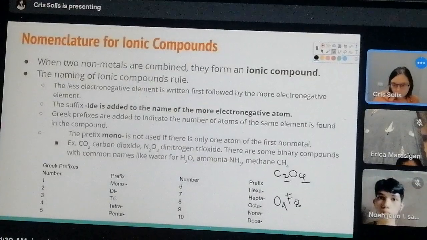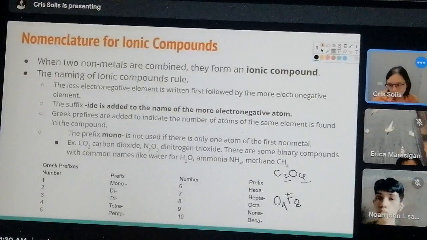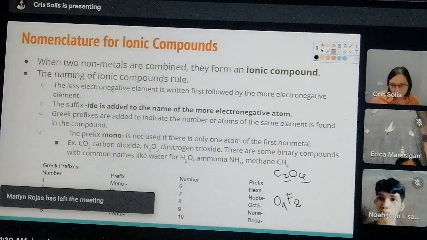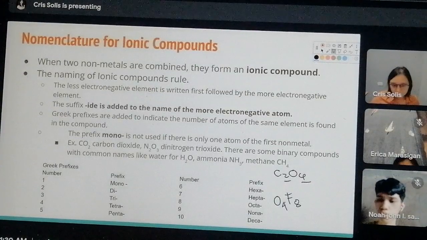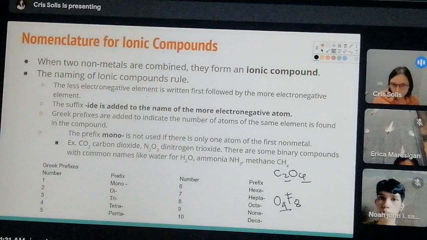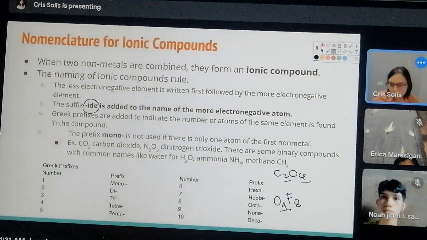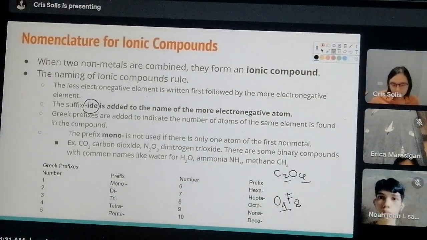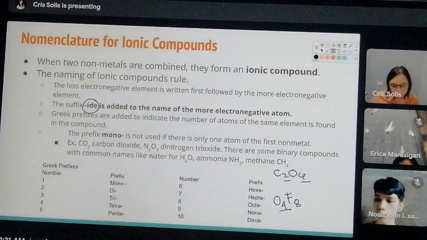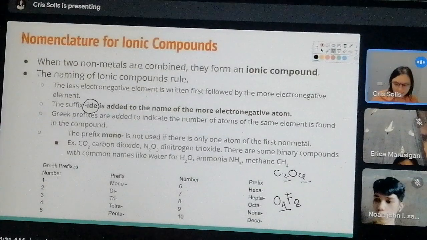O4, F8. Pervin. Tetraoxide and octa. Nasa first siya. Diba? Second lang yung nilalagyan natin ng IDE. Ay, okay po. Ano ulit? Tetraoxygen and octafluoride. Octafluoride. Good.